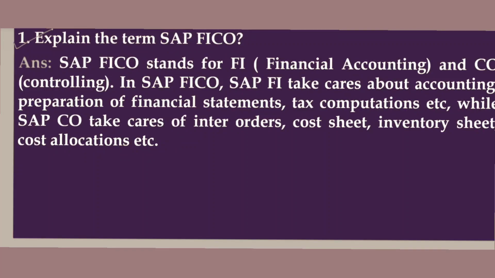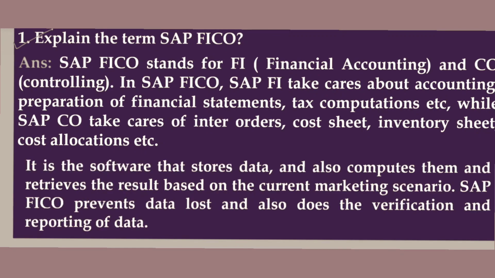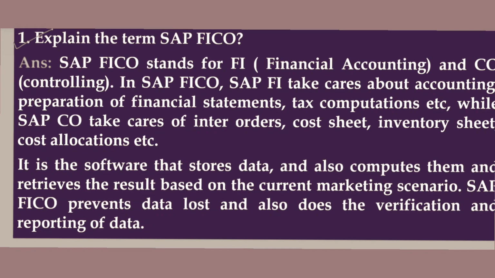SAP CO takes care of entire orders, cost sheet, inventory sheet, cost allocation, etc. So that's a combination of FI and CO, that's financial accounting and cost controlling. It is software that stores data and also computes them and enters the result based on the current marketing scenario. SAP FICO prevents data loss and also does the verification and reporting of data.